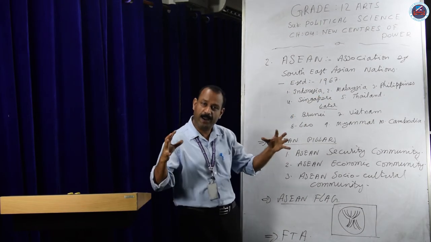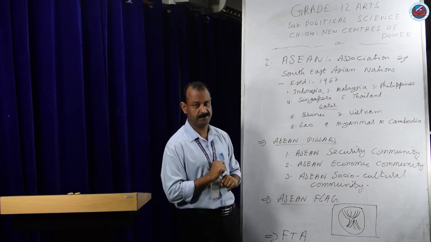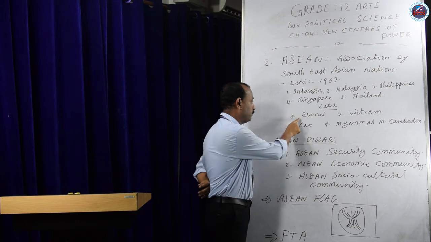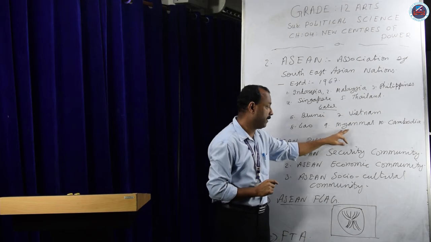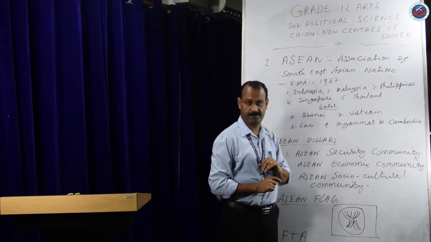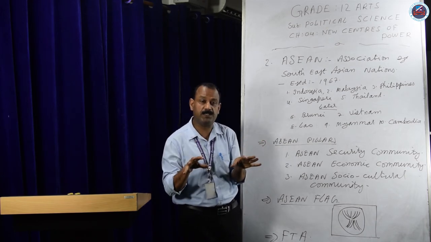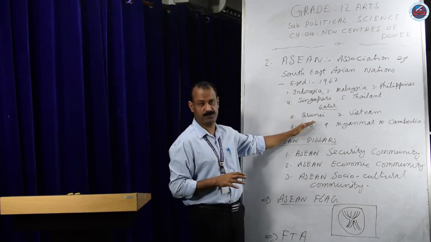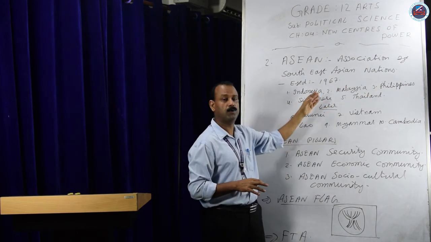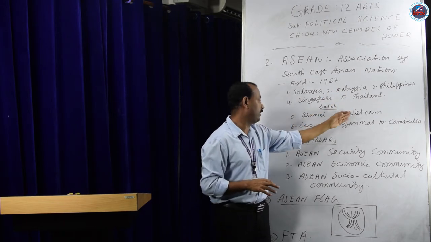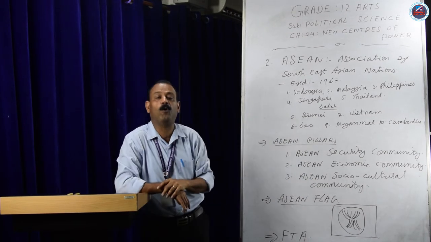Later on, 5 more countries joined this organization, taking the total number to 10. And which are these 5 countries? Number 1, Brunei. Number 2, Vietnam. Next, Laos. Next, Myanmar. And finally, Cambodia. So, ASEAN is an organization formed by South Asian countries consisting of 10 countries: Indonesia, Malaysia, Philippines, Singapore, Thailand, Brunei, Vietnam, Laos, Myanmar, and Cambodia. These are the members of ASEAN.